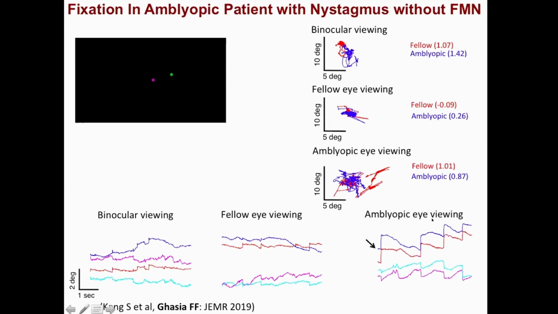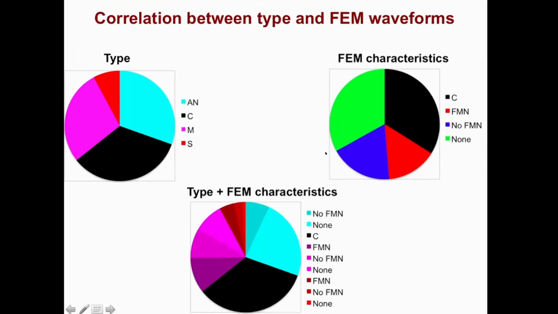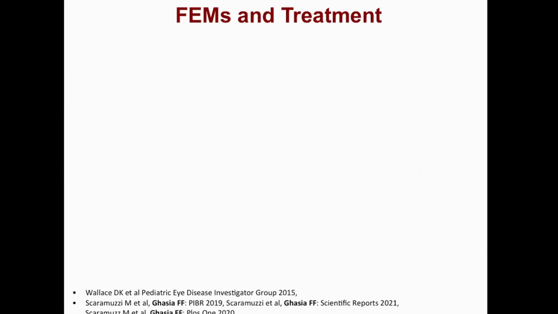So when we looked at the distribution of these FEM characteristics per the type of amblyopia, what we found is that anisometropes were less likely to have nystagmus, strabismus patients were more likely to have nystagmus with and without FMN, and mixed amblyopes had a pretty equal distribution of different FEM waveforms. So why is it important to look at these FEMs? We wanted to see whether these FEM abnormalities are linked to treatment outcomes.